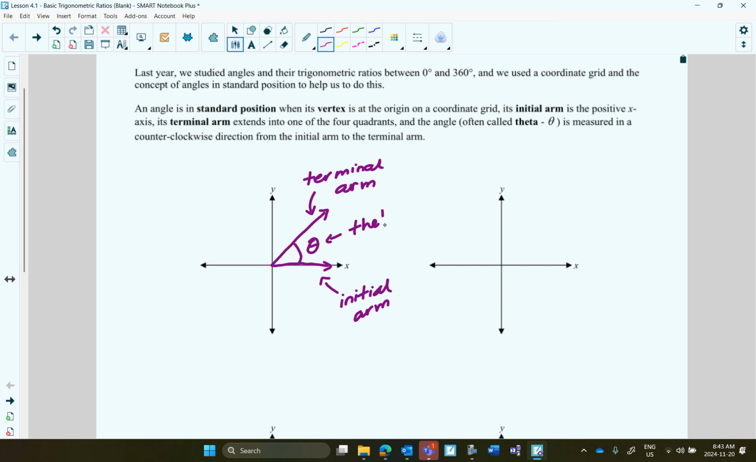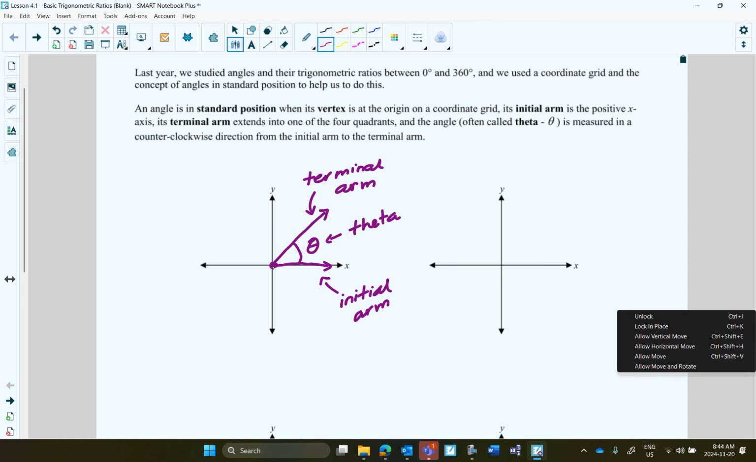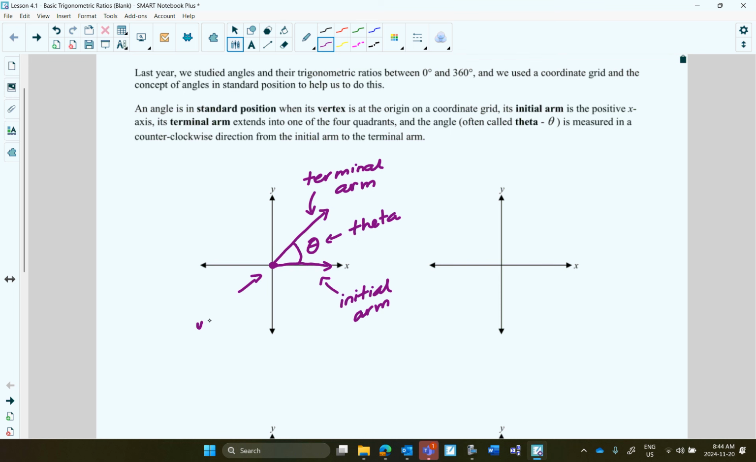I mean, it can be called X, it can be called Y, it can be called other Greek letters. Okay, but theta is the most common. And then finally, and this is something that you learned way back, where the 2 arms come out from, where they meet and come out from, that's our vertex of the angle. It's always going to be the origin. So this is how you would draw an angle in quadrant 1.